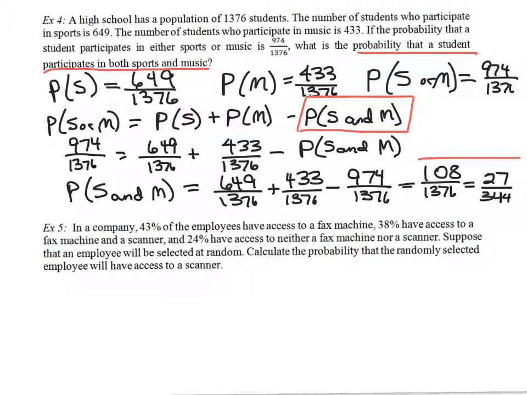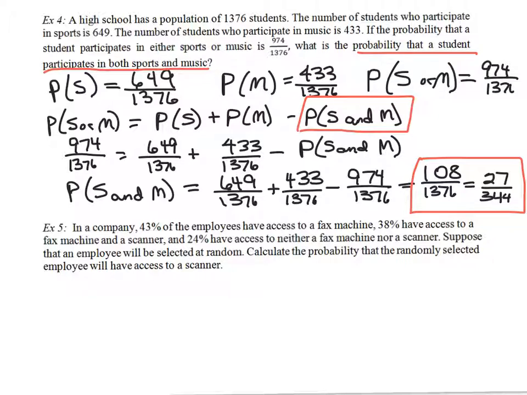So either of those answers would be acceptable for the probability that a student participates in both sports and music. So you can see that this equation is extremely helpful because I can solve for any of the four unknowns in the equation.